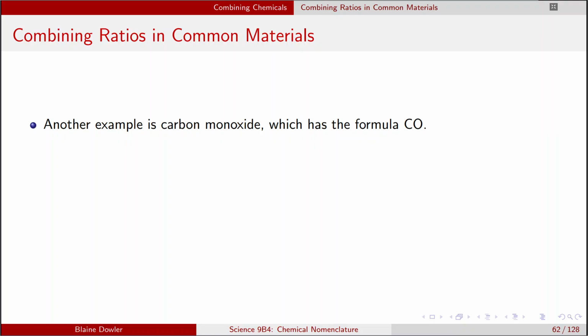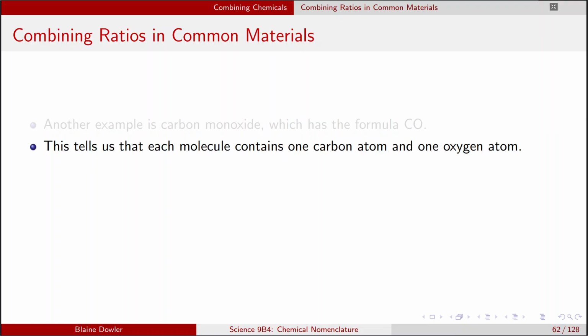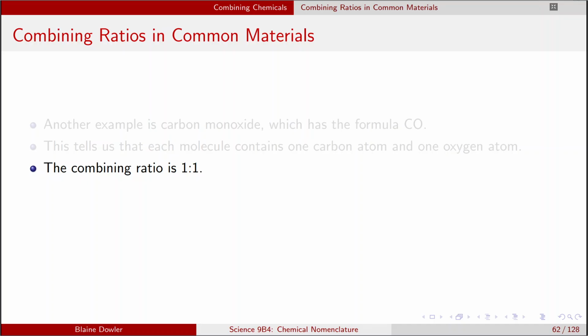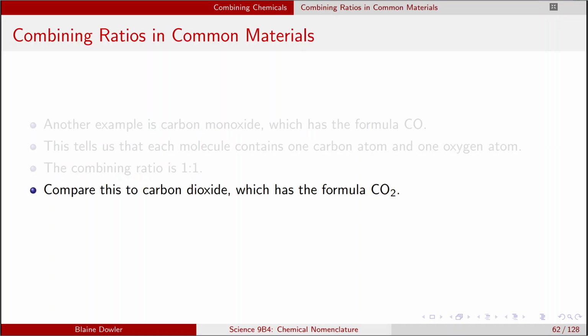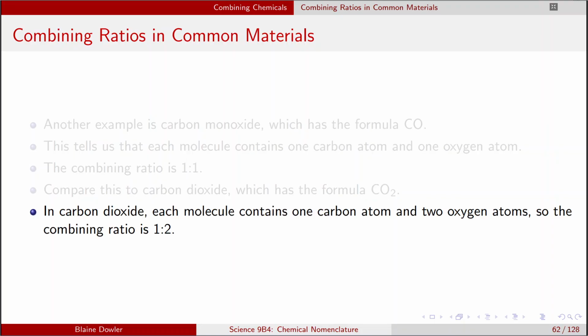Another example is carbon monoxide, which has the formula CO. This tells us that each molecule contains one carbon atom and one oxygen atom. The combining ratio is 1:1. Compare this to carbon dioxide, which has the formula CO2. In carbon dioxide, each molecule contains one carbon atom and two oxygen atoms, so the combining ratio is 1:2.